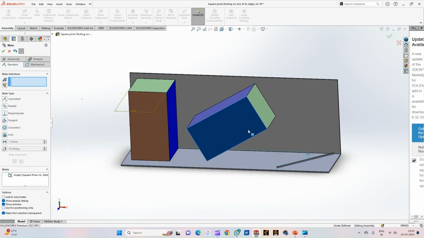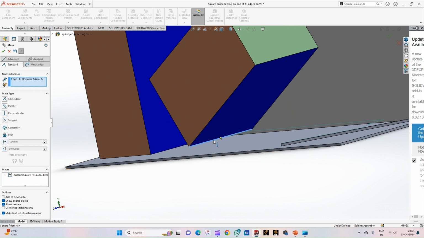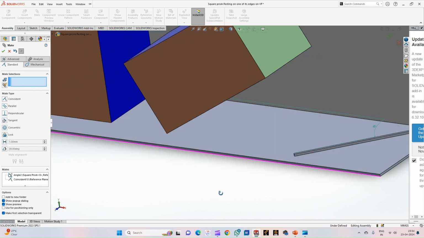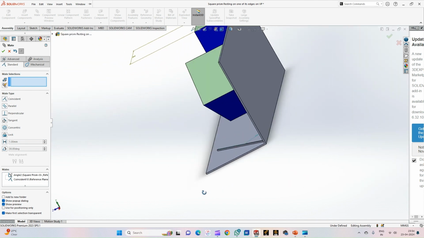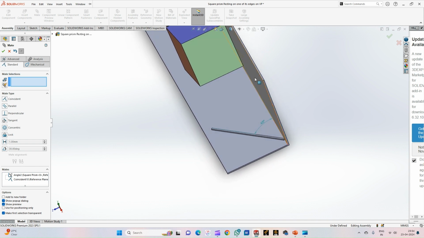So this is the first condition. And then we will try to rest the edge on the horizontal plane, and also try to align this particular face of the square prism with the vertical plane.